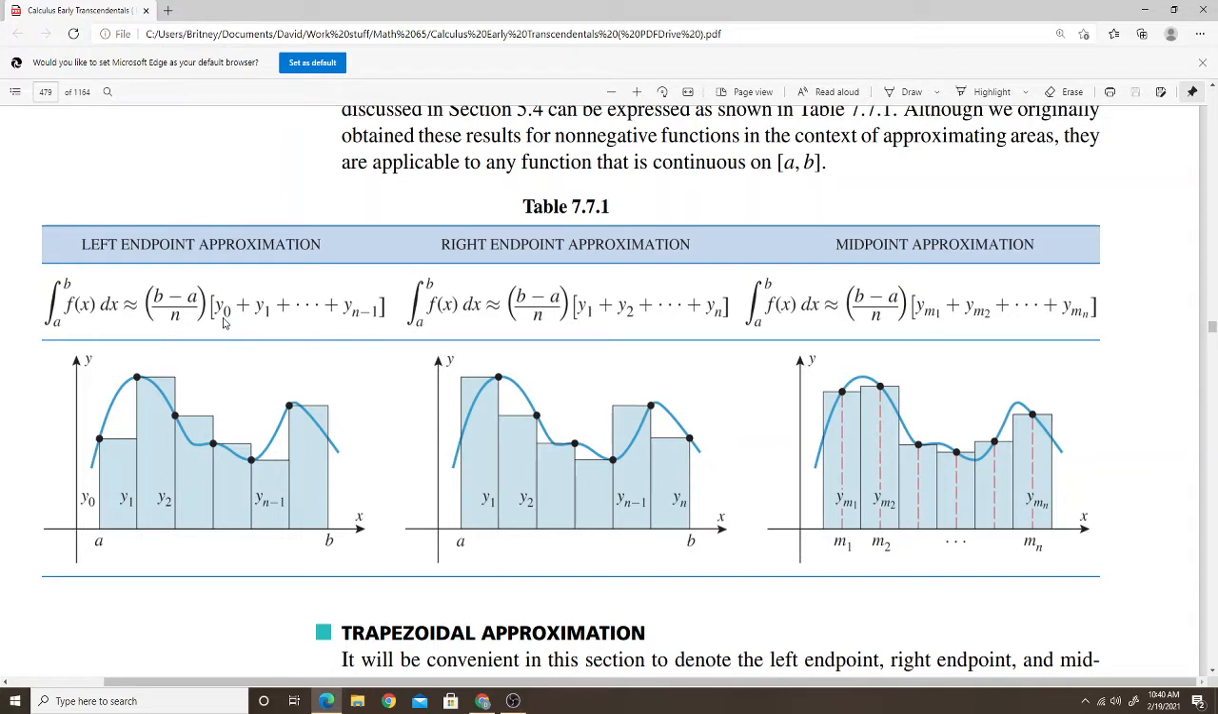By the way, throughout this section, y always refers to f of x, right? So y1 is f of x1, where x1 would be this right here. So y1 is f of x1, right? Anyway, so that's left endpoint approximation. Right endpoint approximation is here. And then midpoint approximation, where you take the midpoint of each interval, right? Looks like this. And so you've seen that already. You've seen that in the past.